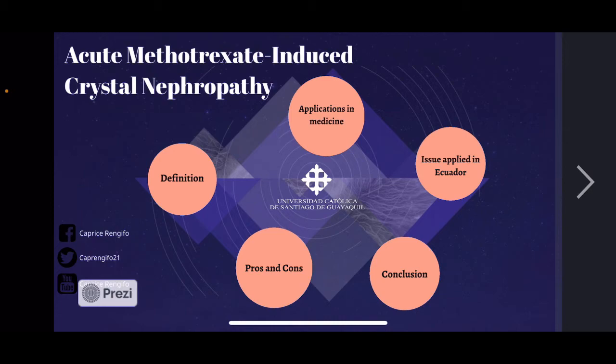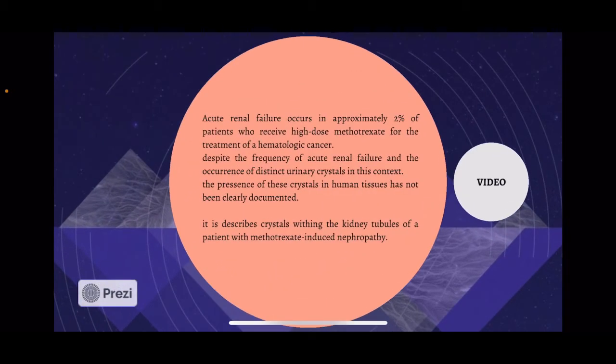Applications in medicine. Acute renal failure occurs in approximately 2% of the patients who receive high-dose methotrexate for the treatment of hematologic cancer.